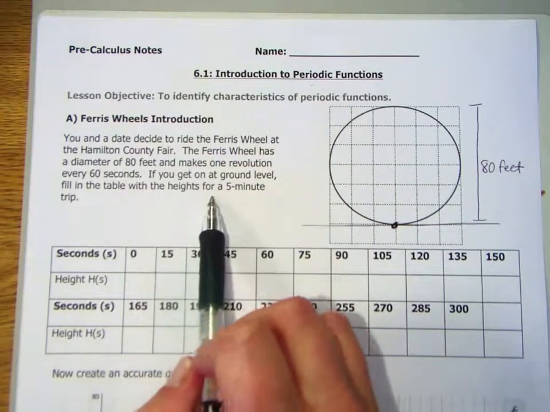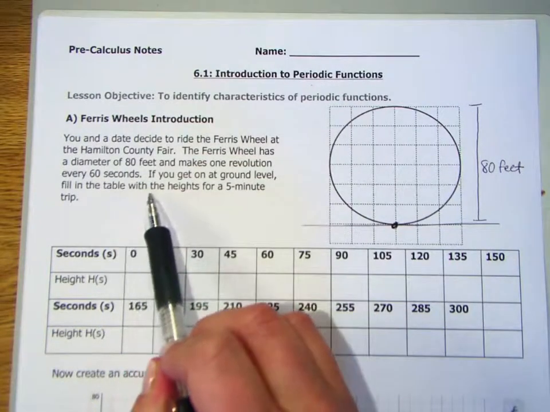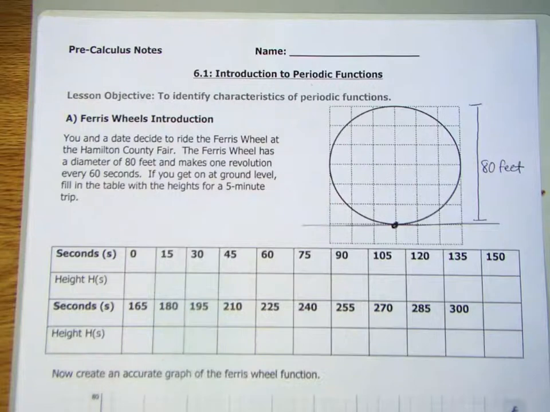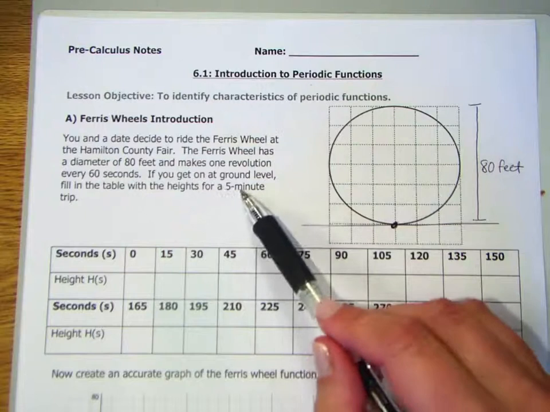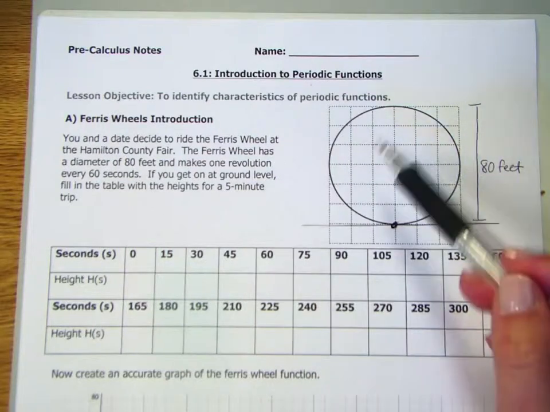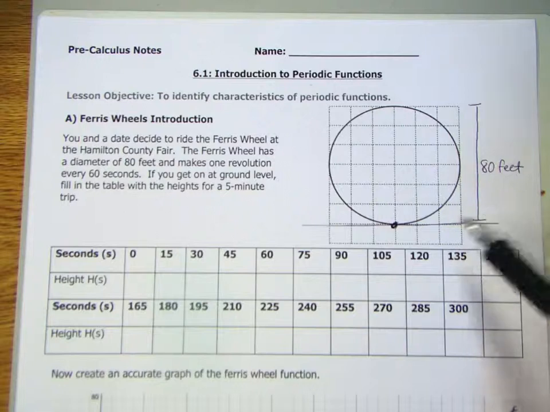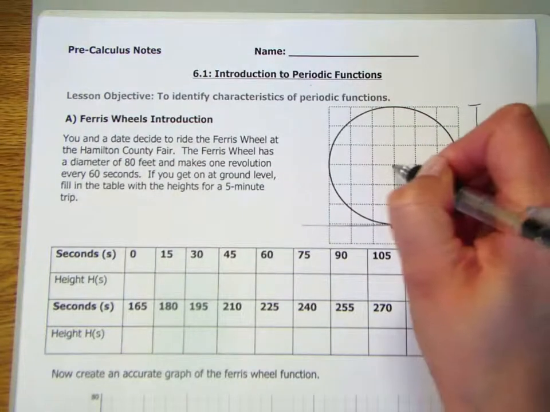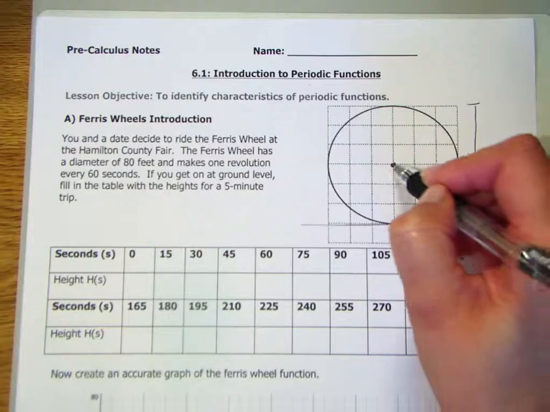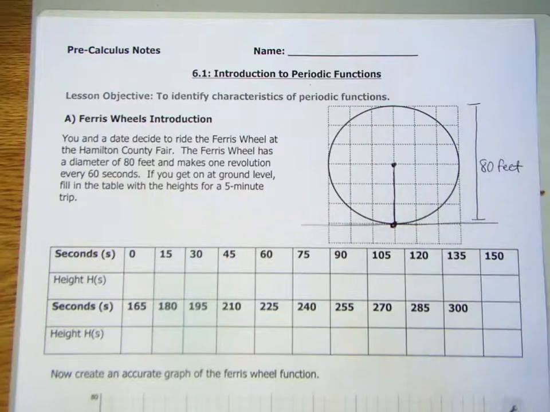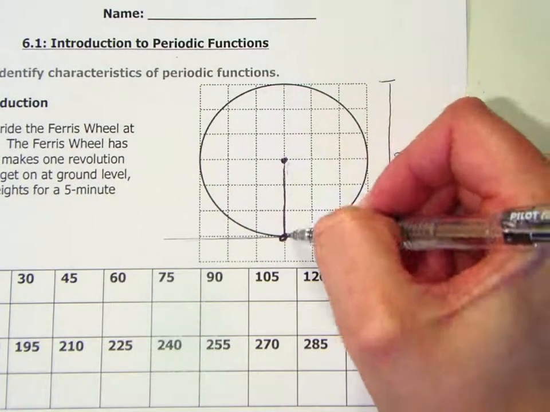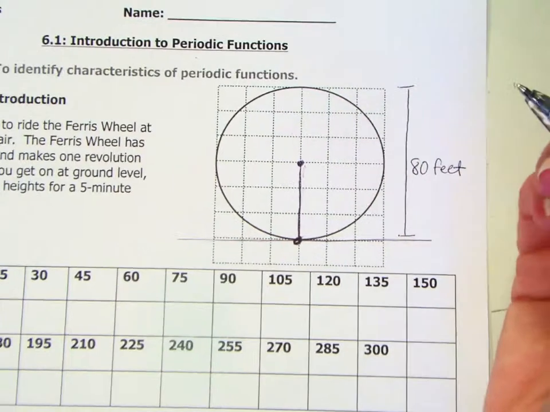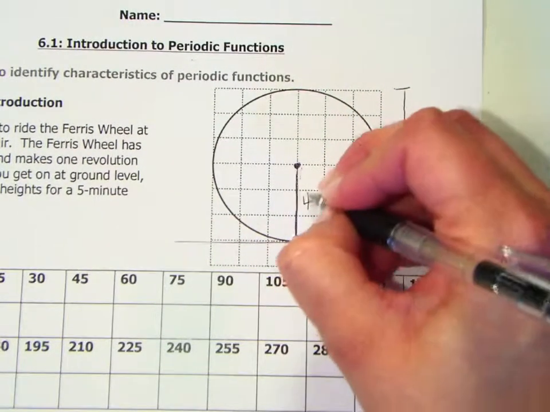What we're going to do is fill in the table with the heights of our trip. I actually am not sure if the table goes through 5 minutes, but it goes through several minutes. So several revolutions around your Ferris wheel. So, what I would suggest is find the center of that Ferris wheel, and then draw in the radius. So, what is the length of the radius of this Ferris wheel if the diameter is 80? Okay.